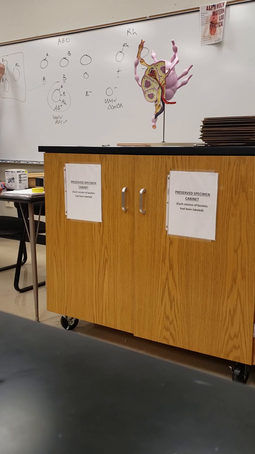So I'm going to put blood in here, and then I'm going to add anti-A to this one. So if the blood has A, you're going to get coagulation. Add anti-B to this one. If the blood has B, you're going to get coagulation. Add anti-RH factor to that one. If the blood has the RH group, you're going to get coagulation.